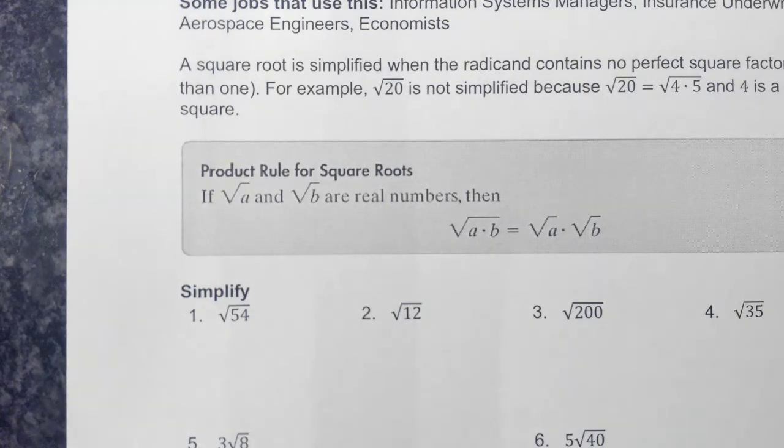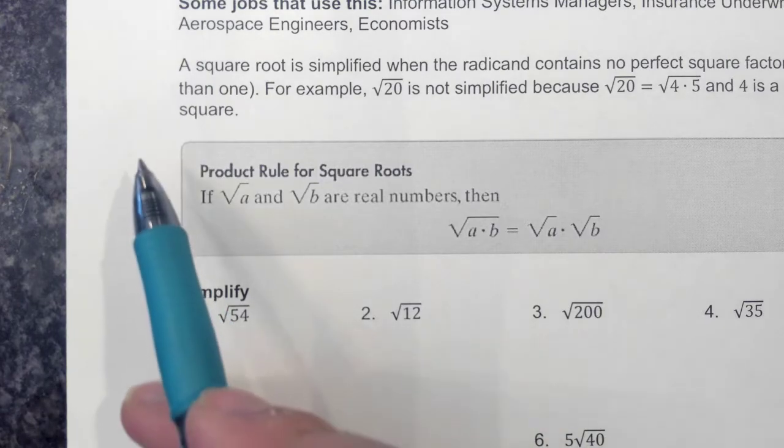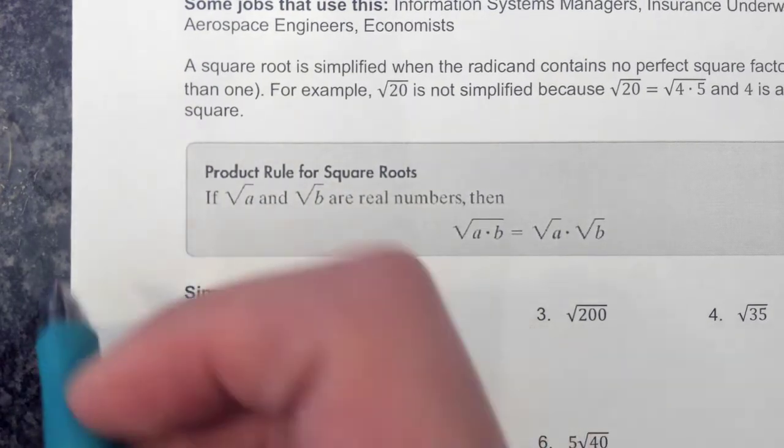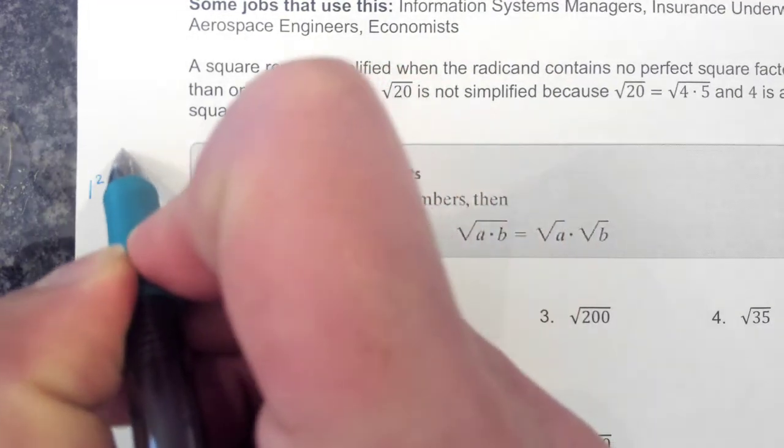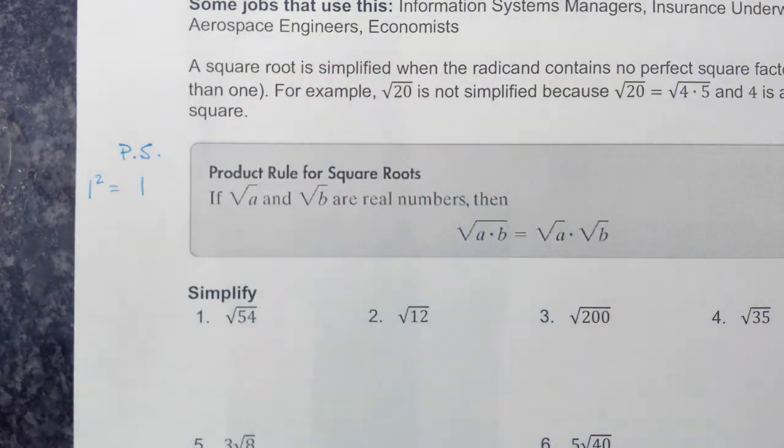So over here on the left, we will write down the perfect squares. So in case you don't know, 1 squared, 1. So these over here are my perfect squares. 1 is a perfect square.